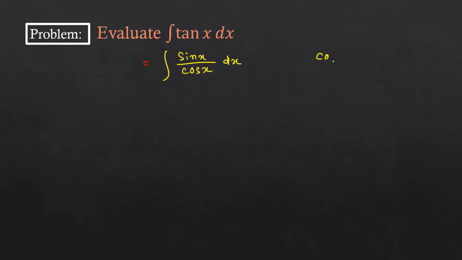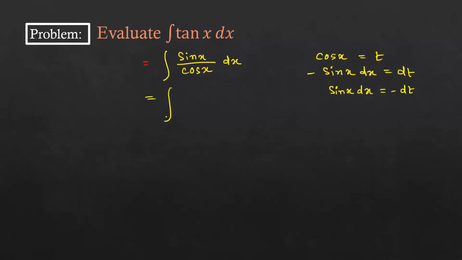Data science. Okay, thank you. So that means cos of x, you take that as t. Whenever you take the derivative, you have minus of sine of x dx equal to dt. So sine of x dx, the numerator part, will be minus of dt, and the integral becomes minus dt by t.